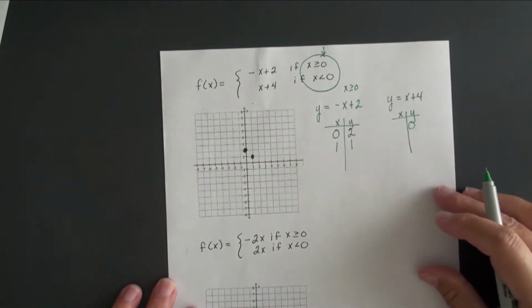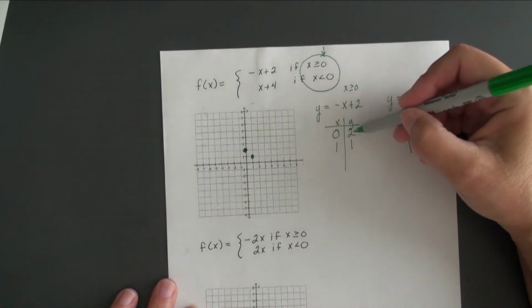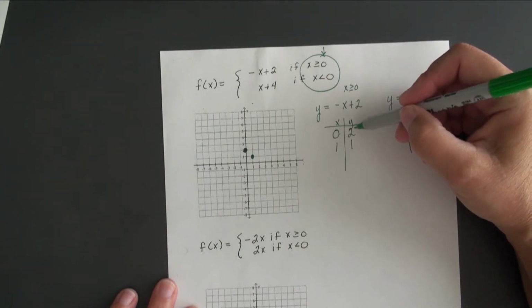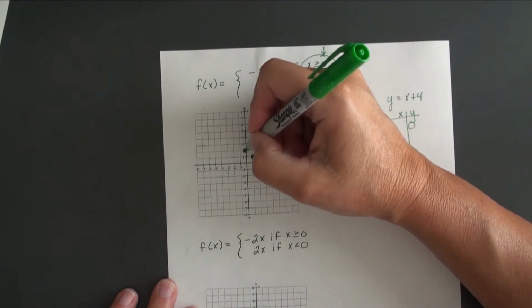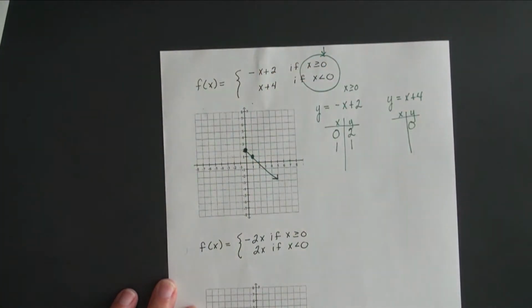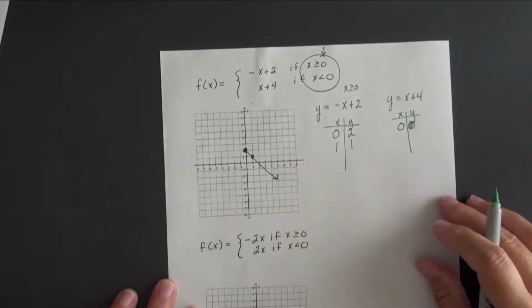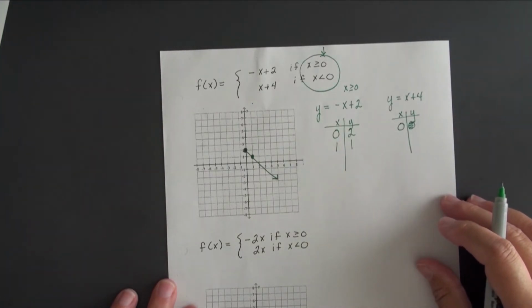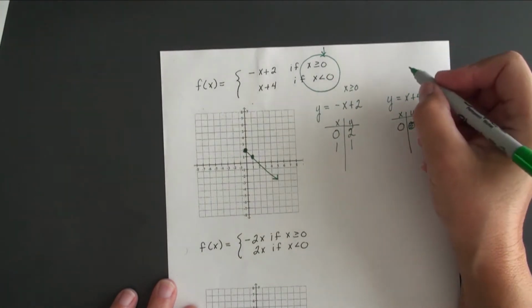And when you're drawing your portion of your piecewise function, you're going to start with the first point that you have in your table and draw an arrow through the second point. So here's the first half of our graph. Now, I don't know why I put a 0 there. The 0 should be right here. Okay, now the next equation, x plus 4, if x is less than 0.